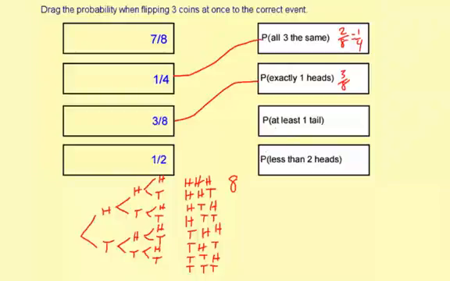Next one, probability of at least 1 tail. So you could have 1 tail, 2 tails, or 3 tails. Now the only way you cannot have at least 1 tail is if you have all 3 heads. So probability of at least 1 tail, you have 1, 2, 3, 4, 5, 6, 7 out of 8.